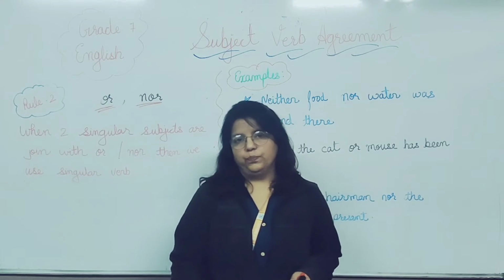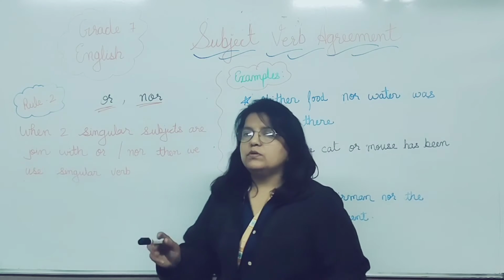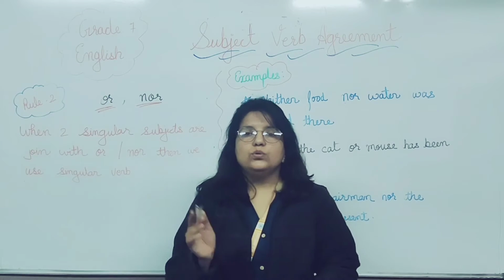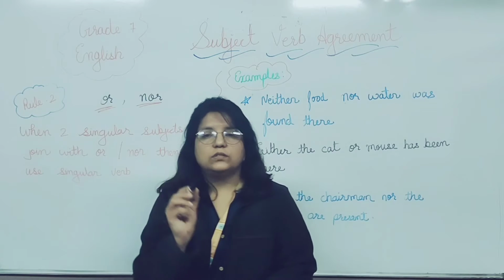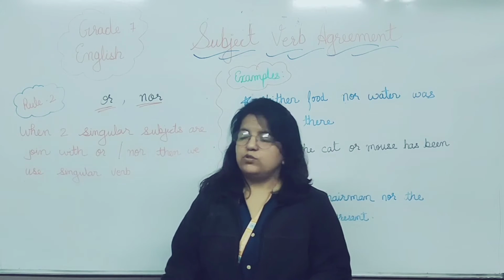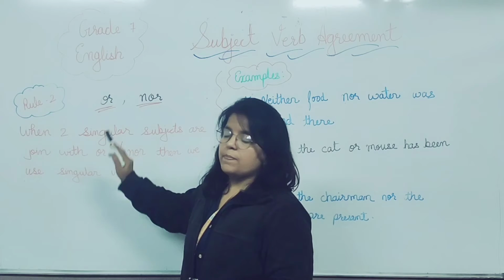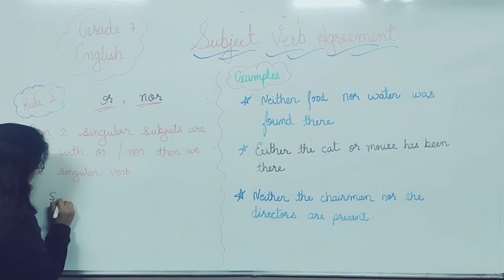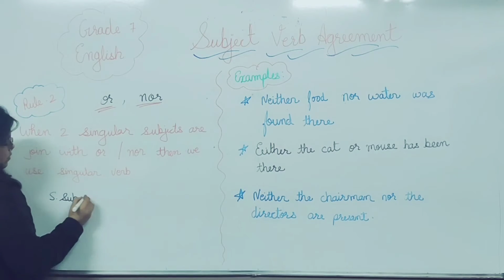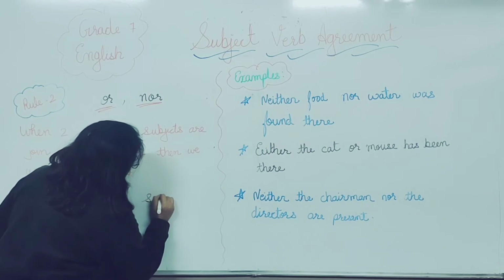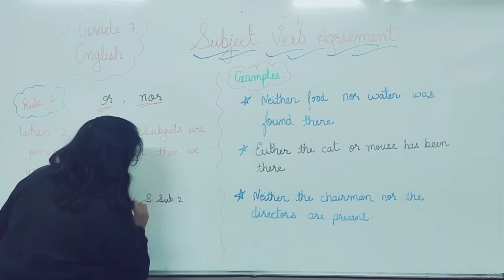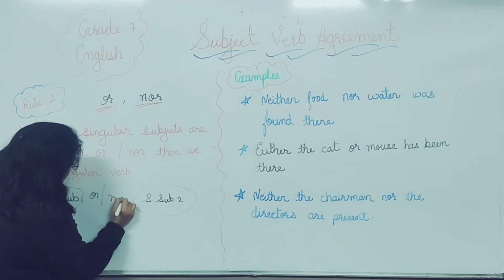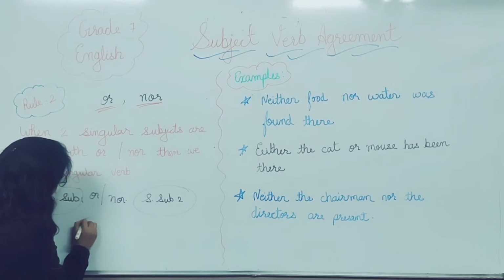Rule number 2. Now let's see rule number 2. Now what is rule number 2? It is about or and nor. Now when two singular subjects are joined with or, nor, then we have to use a singular verb. Let's see. When singular subject one and singular subject two are both joined with or, nor, then we take a singular verb.